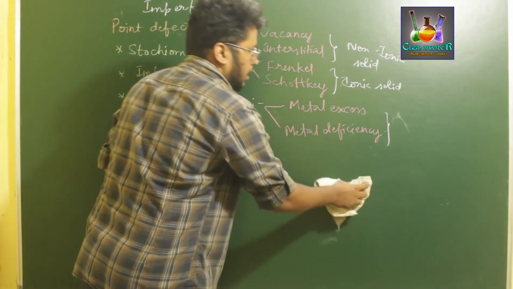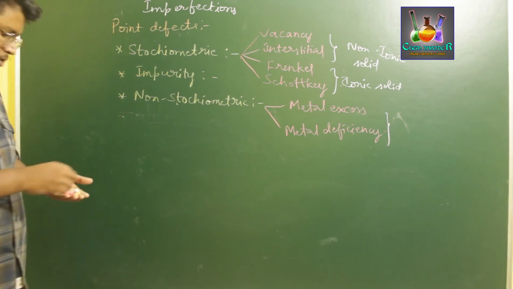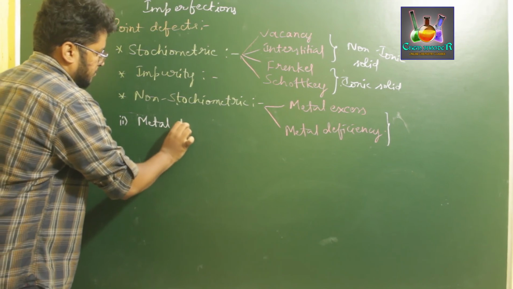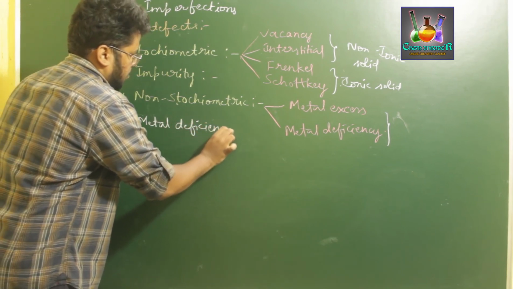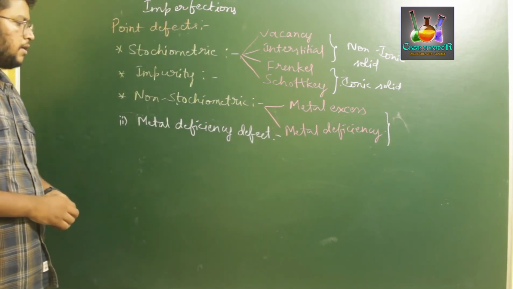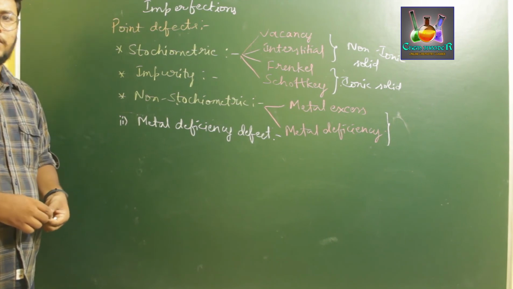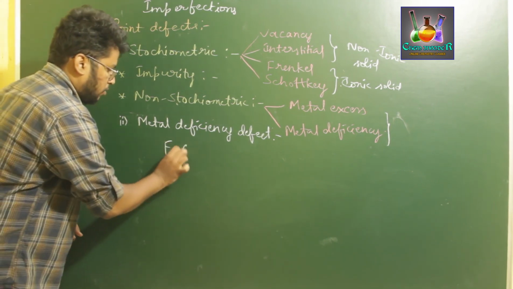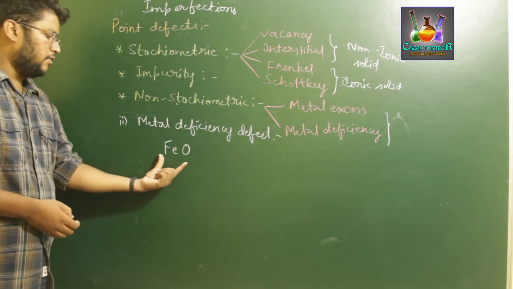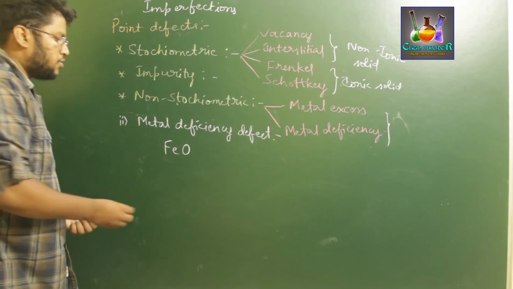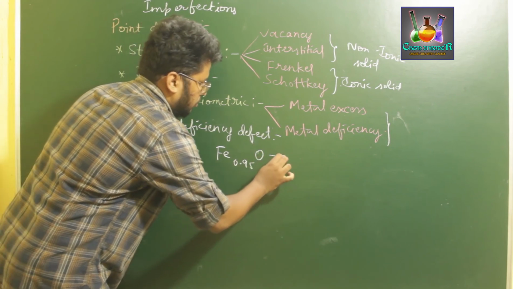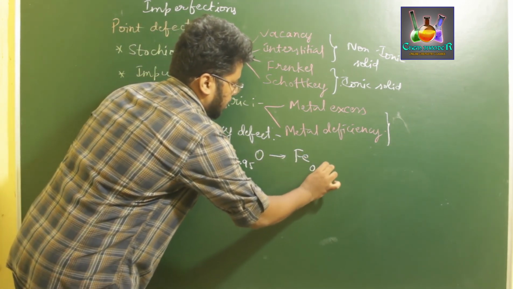a loss or lesser number of metal ions. For example, the metal deficiency defect comes into play when there is a lesser number of metal ions present. For example, in FeO. If you consider FeO, ferrous oxide, even though we write the formula of ferrous oxide as FeO, its actual formula is Fe0.95O to Fe0.98O.